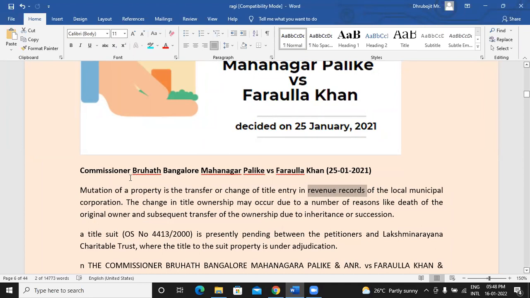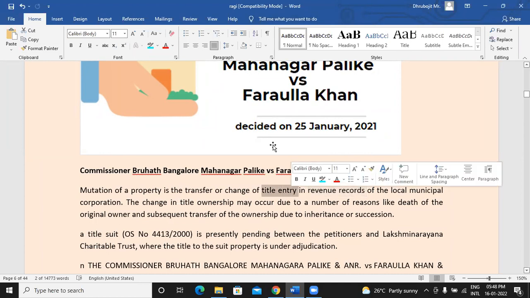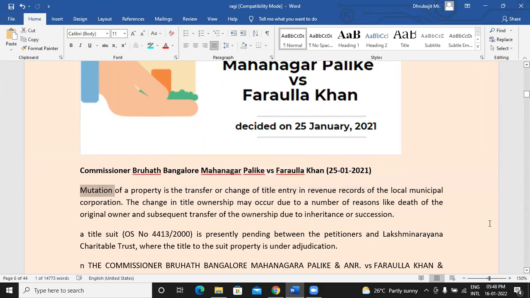And when a property gets transferred, like if you want to sell your property to me, the title entry has to be changed, right? Because you were mentioned as owner in the revenue records. Now my name has to go in because I have purchased the property from you. So mutation is a very important process. And the change of title and ownership may occur due to a number of reasons, like death of the original owner and subsequent inheritance, succession, sale of the property, and so many other reasons.